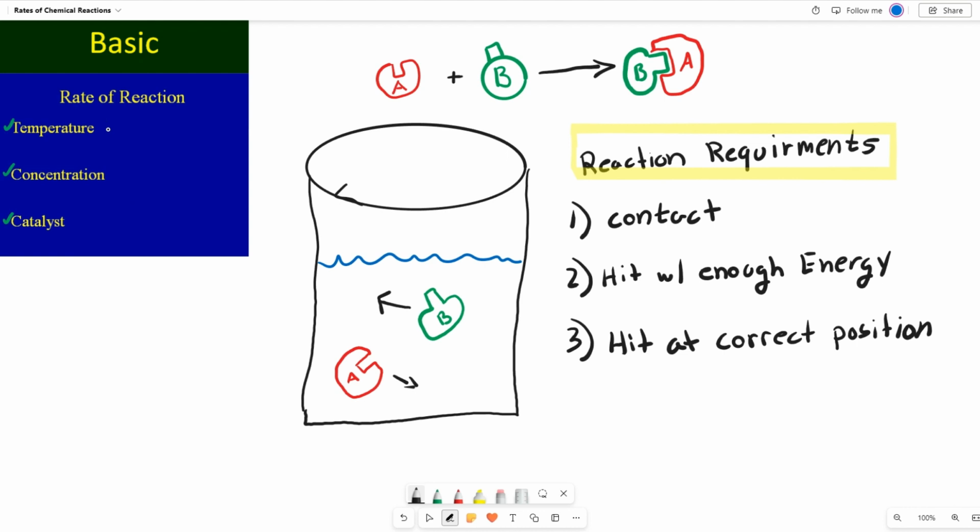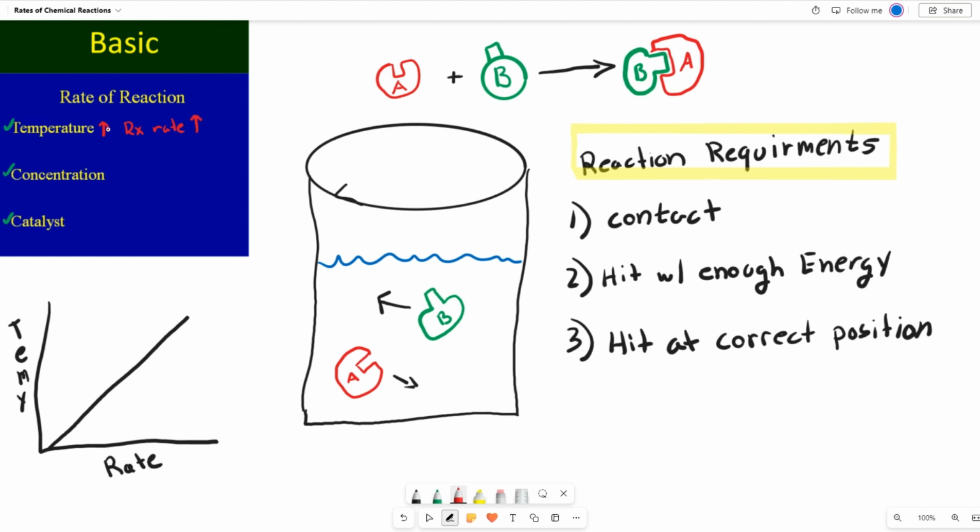So the first thing that we'll take a look at is temperature. If I draw a little chart here and I put the reaction rate on the x-axis and then temperature on the y-axis, as temperature increases, the rate of the reaction also increases. So as temperature goes up, the reaction rate also goes up. This is a direct relationship. And the reason why is as you increase the temperature of the solution, it adds energy to each molecule. So the molecules start moving around faster.